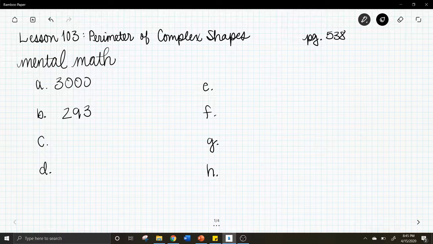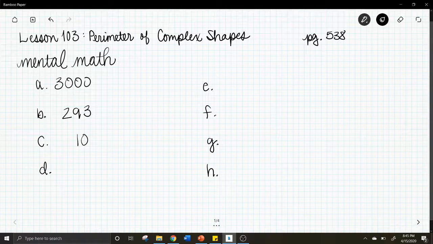Letter C, 25% of 40. What is 25% of 40? And the answer is 10. So one thing to remember is that 25% as a fraction is 1/4. So if you're trying to find 25% of something, you're trying to find 1/4 of it. So what is 1/4 of 40? It would be 10. All right.